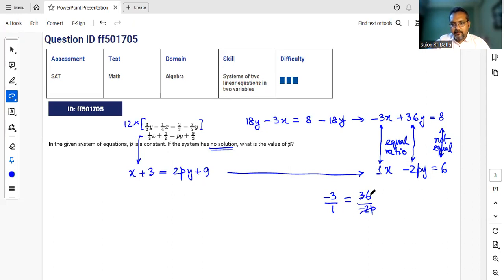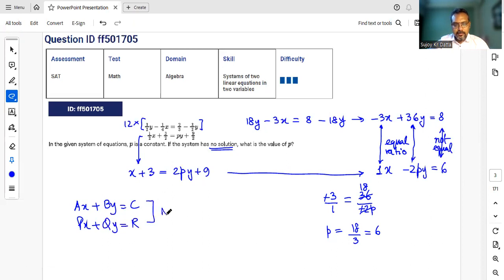So if I solve it, the value of p comes out to be, we can cancel out the negative also, 18 over 3. So that is 6. Okay. I hope this is clear. You should remember this. So ax plus by equal to c and px plus qy equal to r. No solution. Condition is a over p equals b over q, not c over r. So it's a handy thing to keep in mind.